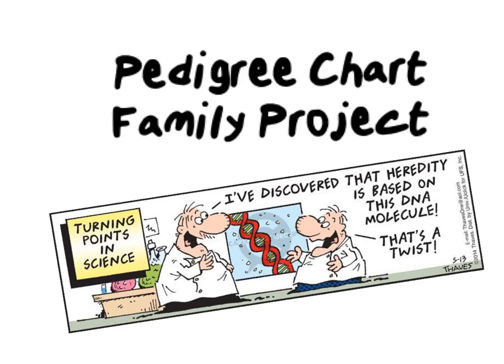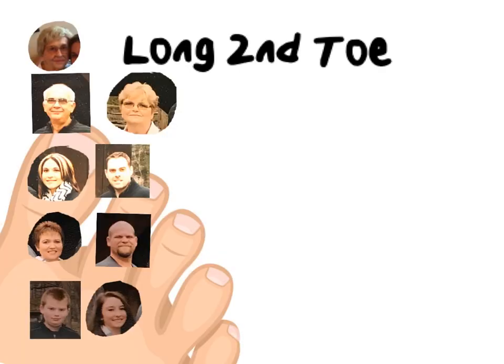All right, let's take a look at an example of how to set up your family pedigree project. So remember, we need at least 3 generations and we need 10 individuals. We need to make sure that everything is labeled, including some names. So my first heredity trait is I'm going to track a long second toe. So I've gathered some pictures of some of my family members that I had.